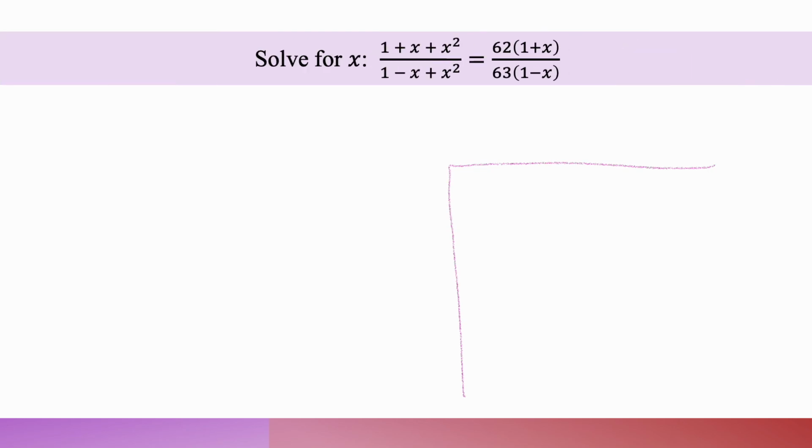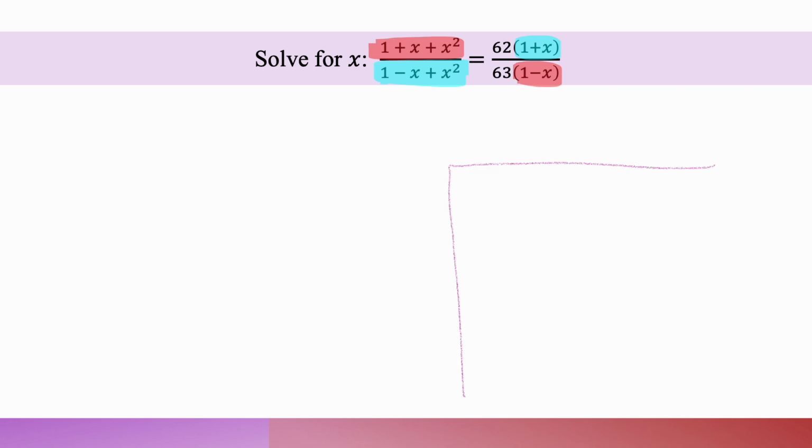Moving on to the last question, again it is solve for x. (1 plus x square) upon (1 minus x plus x square) is equal to 62 into (1 plus x) upon 63 into (1 minus x). Now before applying the property here, if we see these brackets and connect it with the left hand side, we get the identity of sum or difference of two cubes.